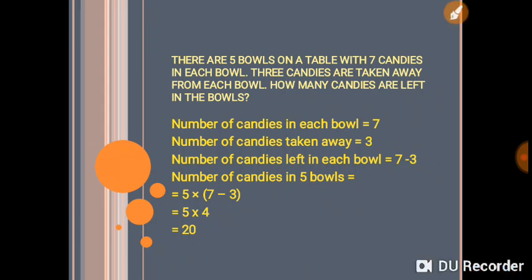Children, in your book there are many such real life examples and questions based on it. Please try to solve these questions in your classwork copy, and to help you, I am going to share the solution of the entire exercise in your class WhatsApp group.